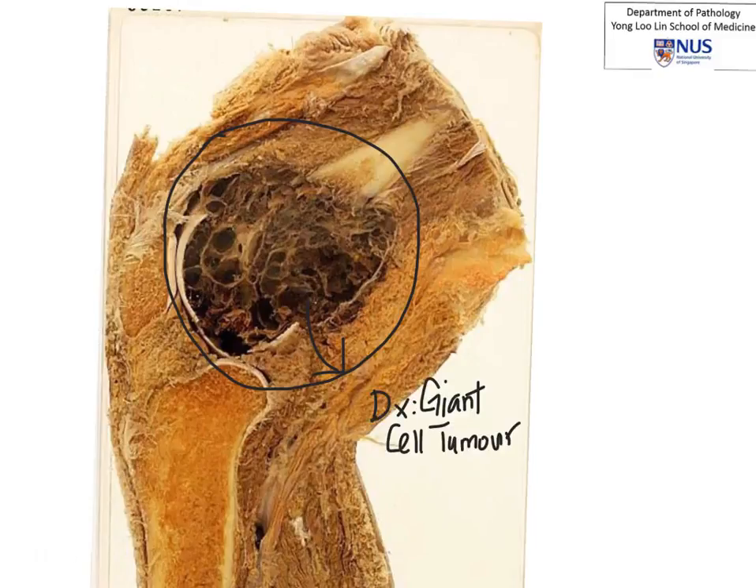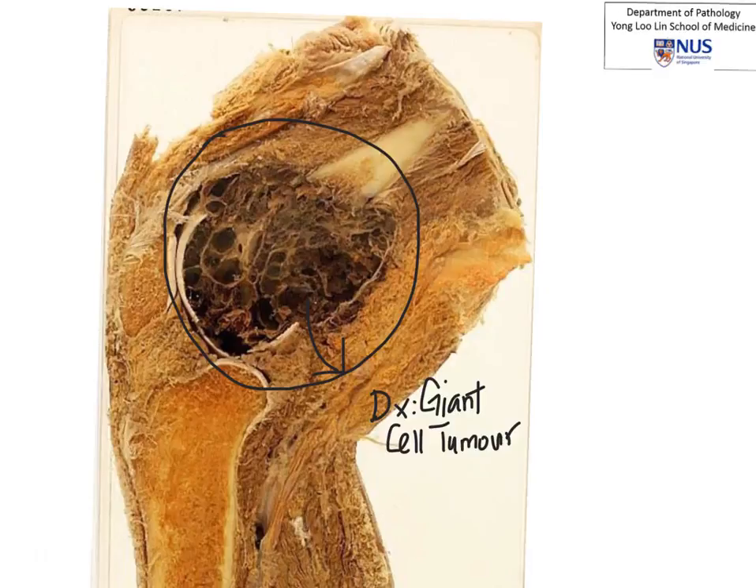Why is it classical? Because it affects the epiphyseal, metaphyseal part of the bone. It is often juxta-articular, as you can see here. It is also often expansile and hemorrhagic. And the other classical feature is the age of the patient.